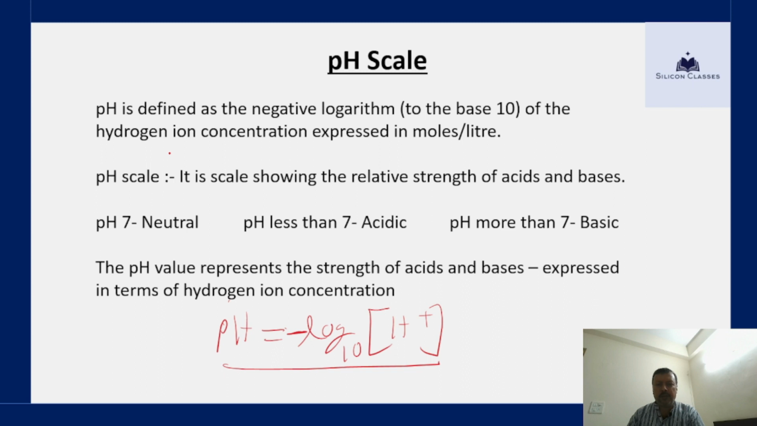So pH is a scale from 0 to 14. In the middle it is 7. pH greater than 7 is basic. pH less than 7 is acidic. 7 is neutral.